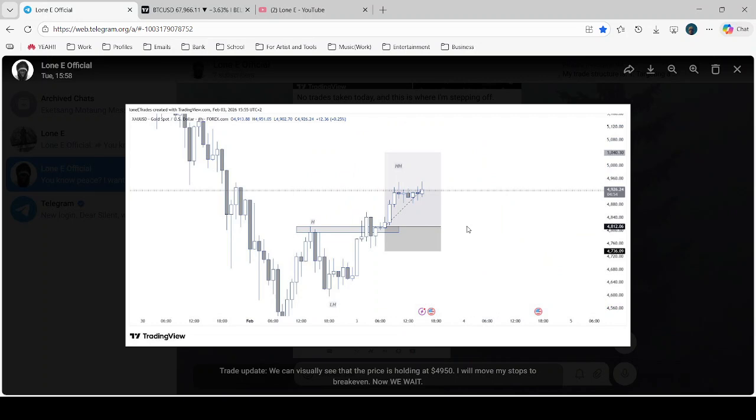Clearly the market was still in the uptrend momentum. I was still holding this trade. And I saw that the market was holding at 4,950. So then I moved my stop loss to break even.